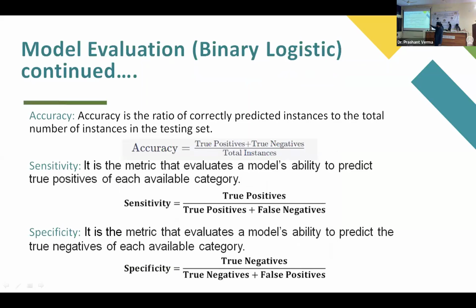Okay, so these are the simple formulas for calculating the accuracy, sensitivity, and specificity. For the model, you have to identify it. It's very simple: true positive plus true negative, the diagonal that we were talking about. The sum of the true positive and true negative is the correct classification.